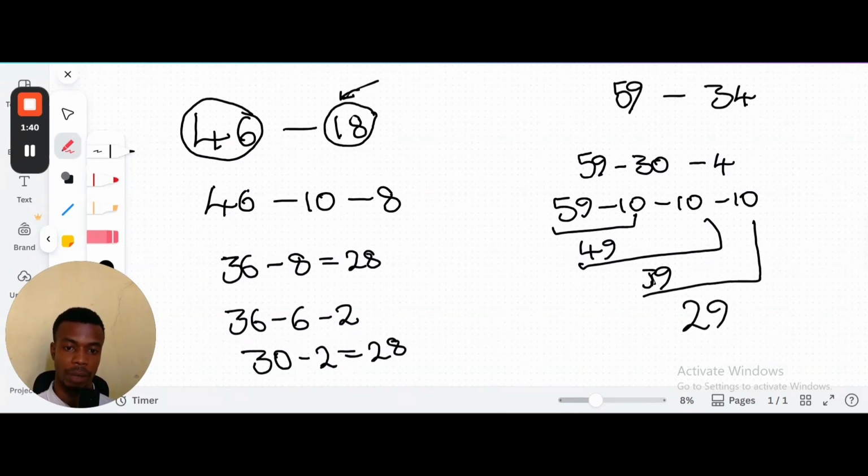So this becomes 29 minus 4. You're going to have to count backwards 4 steps from 29. And the answer is 25. I hope this makes some sense to you.